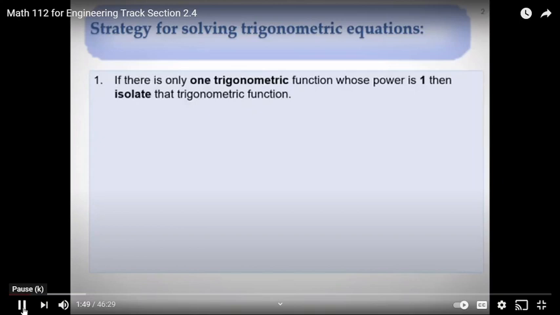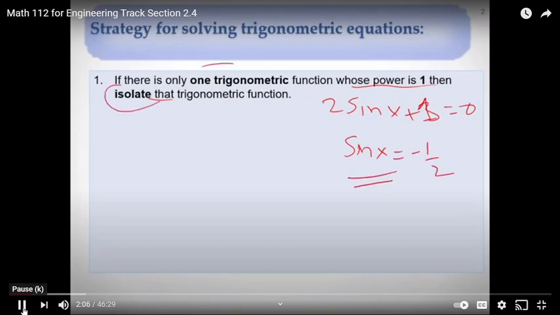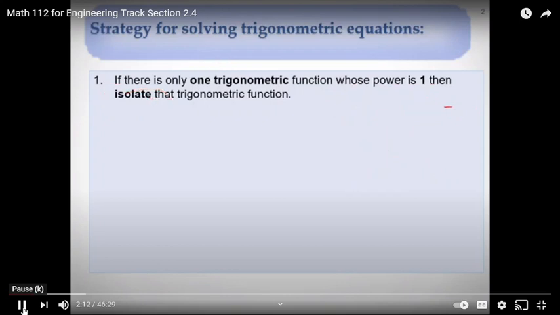The first thing is, if there's only one trigonometric function whose power is 1, then isolate the trigonometric function. So you have something like this. Let's say 1. So in this case, you will try to isolate this. This is called isolating it. And then try to solve it. You will search for the angles satisfying the equation.